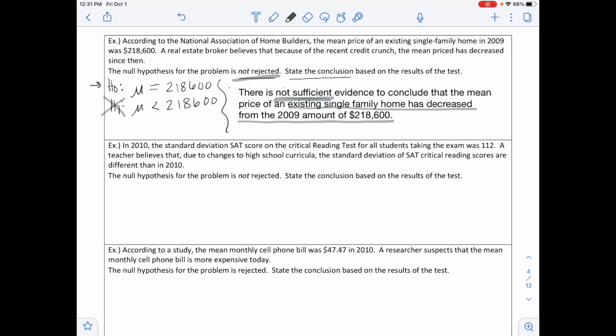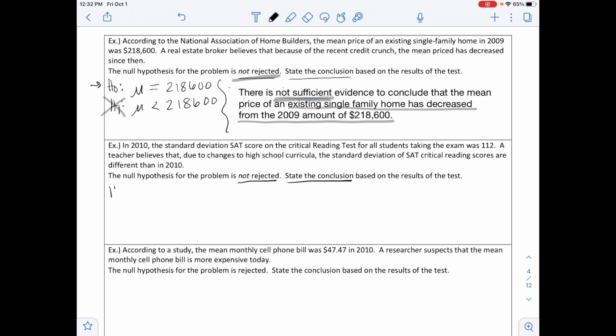$218,600. So right below this, we have another example, which is the one that we've been seeing all throughout the notes. This one says that in 2010, the standard deviation of the SAT score for the critical reading test for all students taking the exam was 112. A teacher believes that due to changes in high school curricula, the standard deviation of SAT critical reading scores is different than it was in 2010. The null hypothesis for this problem was not rejected, and we are to state our conclusion.